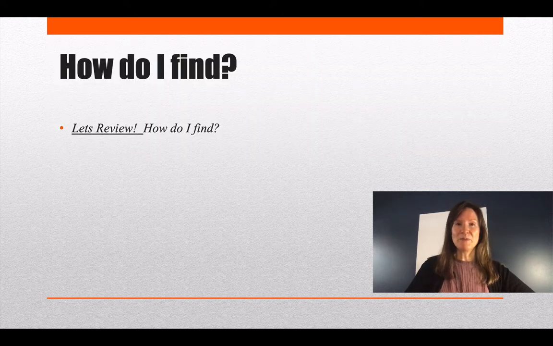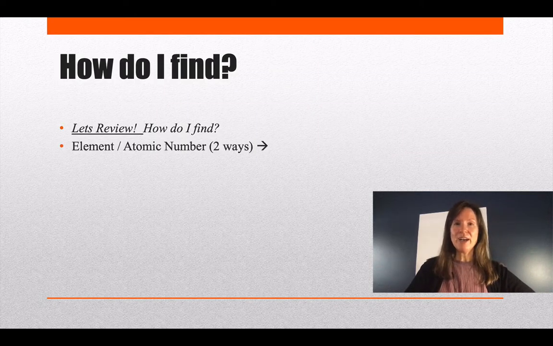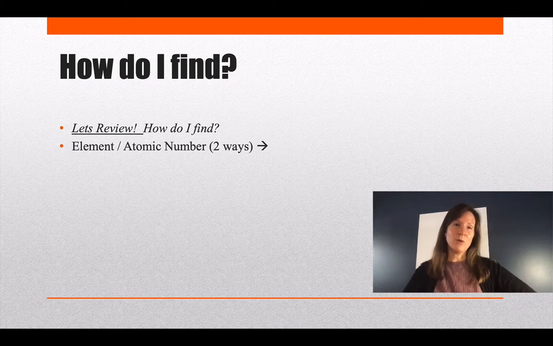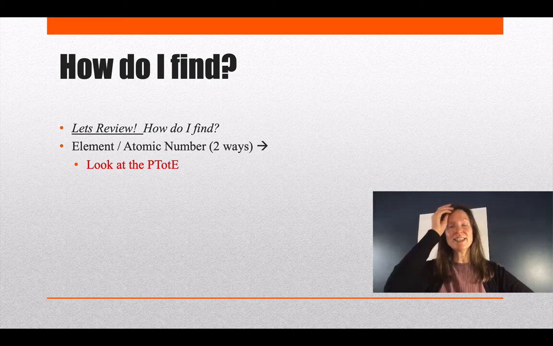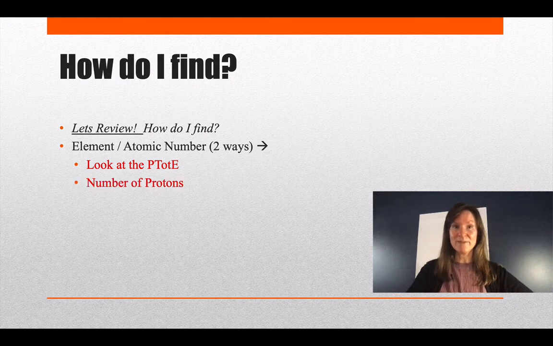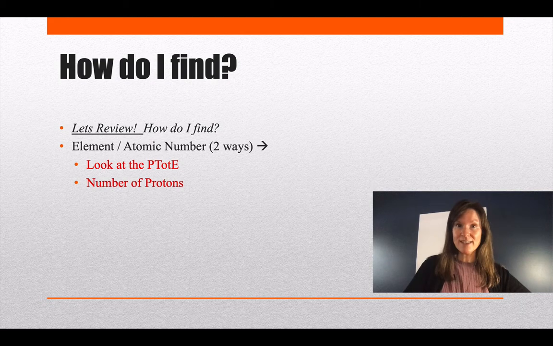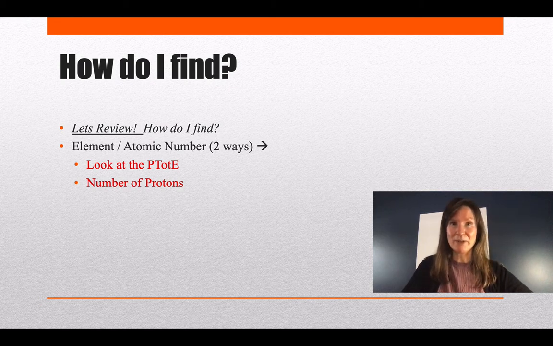So let's review. How do I find things? Step one, how do I find what the element is or what the atomic number is? There are 2 ways to do this. Number one, you can look at the periodic table. The atomic number is that large number in each of the boxes, and the element's name will also be in the box that you're looking at. Also, during a problem, if you're given a number of protons, that will tell you the atomic number as well as the element name. So the number of protons is the atomic number.